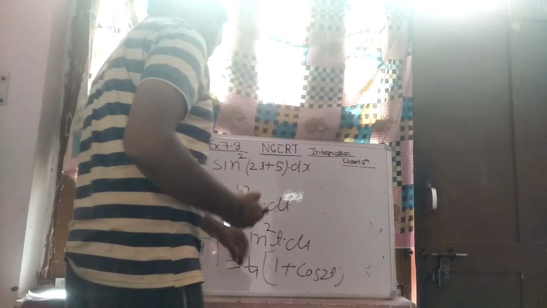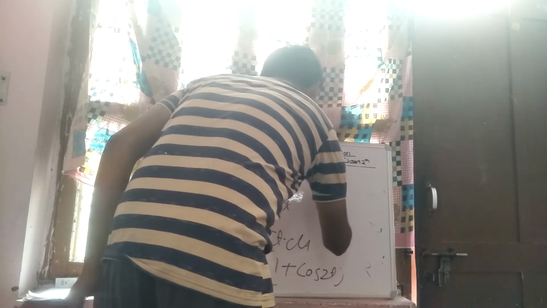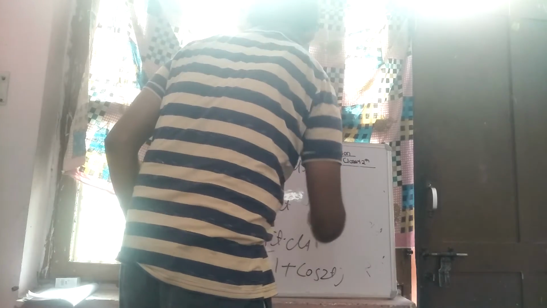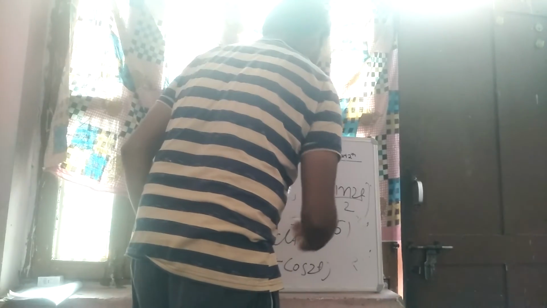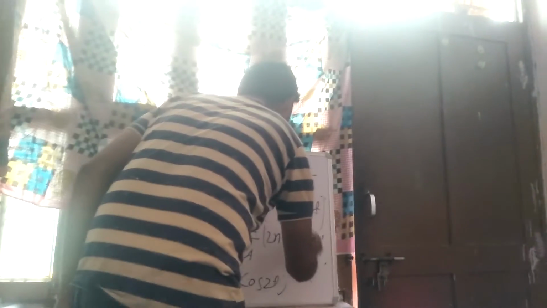So, the integration of 1 is t, and minus cos 2t integrates to sin 2t upon 2. This is the integration, and we also substitute the value of t, where t equals 2x plus 5, so we get 2x plus 5 and then minus sin of 2 into (2x plus 5). Okay, this is the answer.